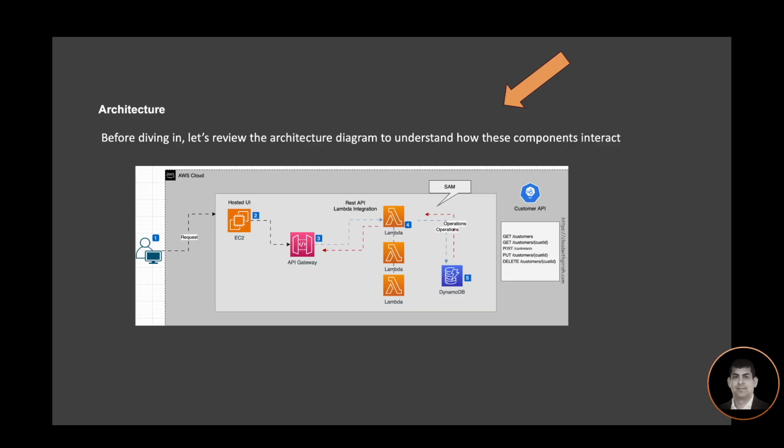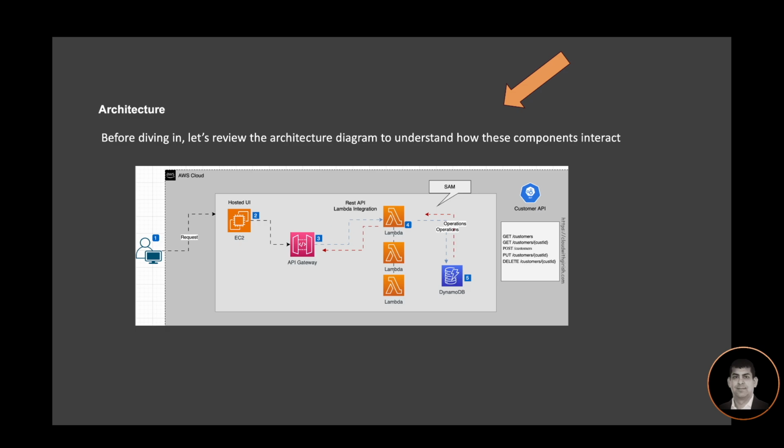Before diving in, let's review the architecture diagram to understand the flow and how these components interact. From my prior video, you would recall that I built the solution which has the CRUD API. I had a Lambda function supporting the business functions for the CRUD operations, the DynamoDB table storing the customer information, and then REST API endpoints integrated with the Lambda function using API Gateway.